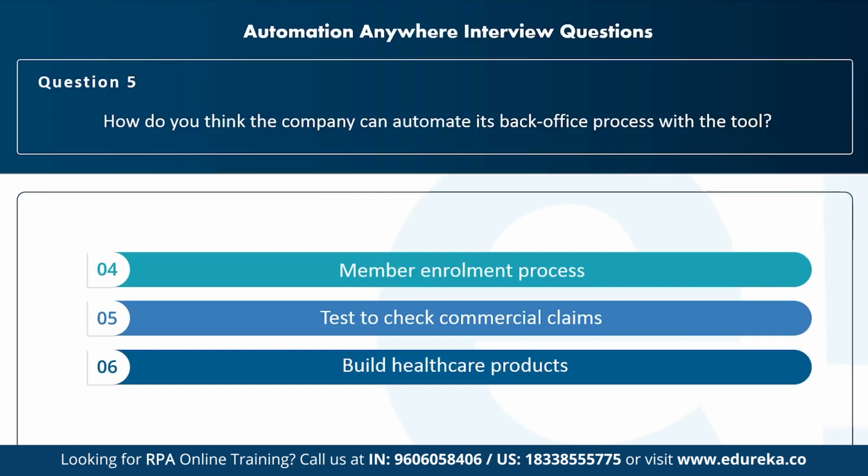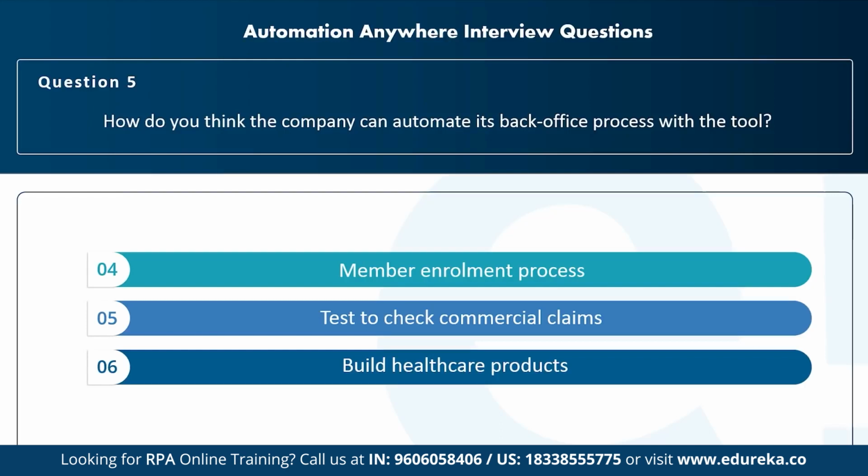Coming to the test to check commercial claims, the test to check commercial claims can be a very tedious task if it doesn't get automated. So it can be basically automated in two phases. That is, the first phase is to automate the screen capture process, and the second phase is to automate the testing process of the claim.